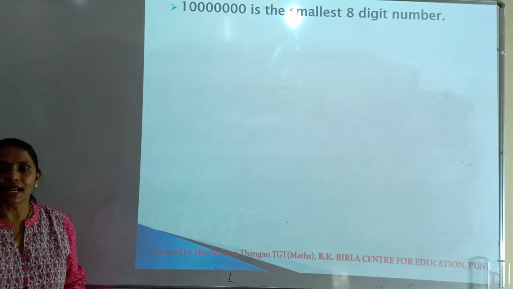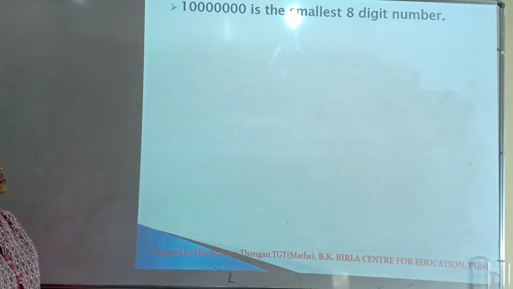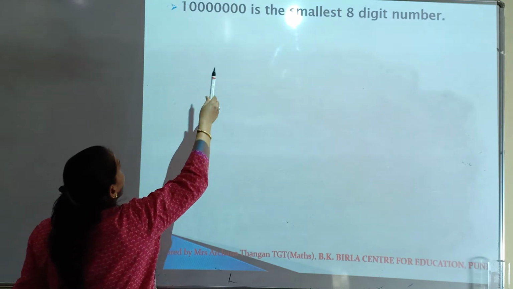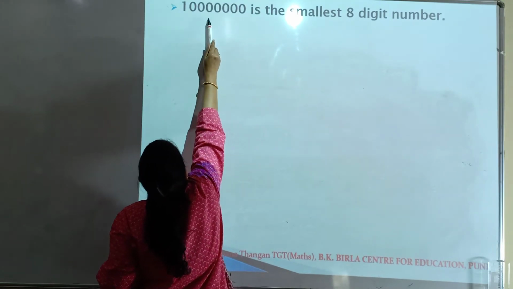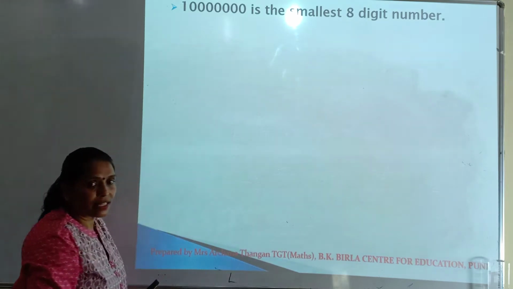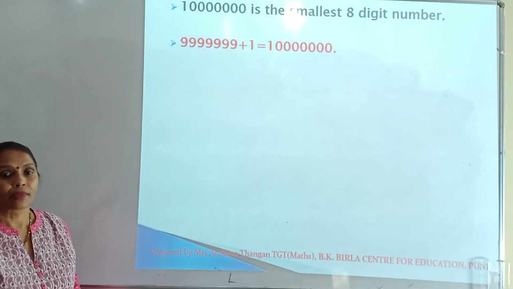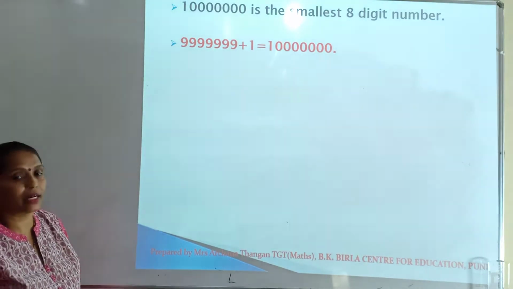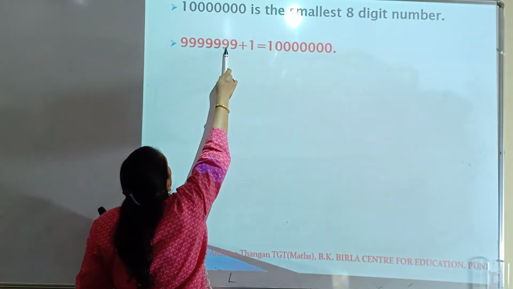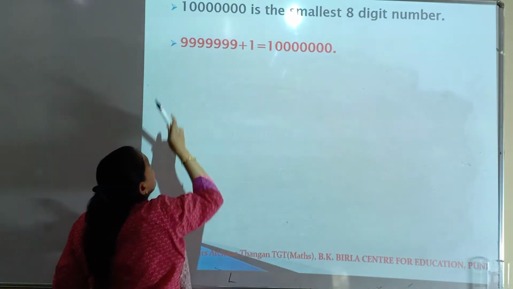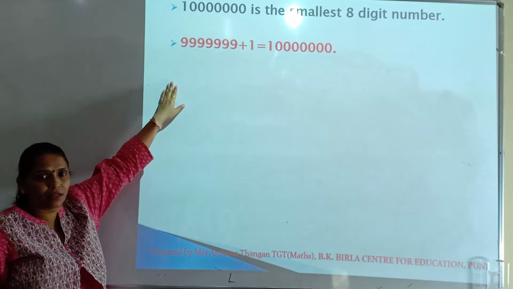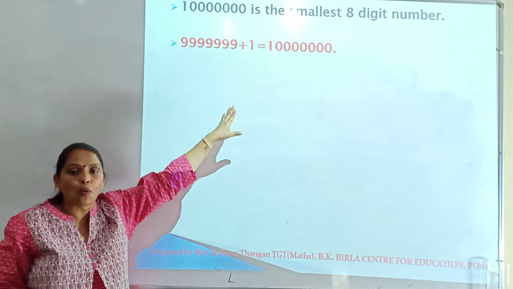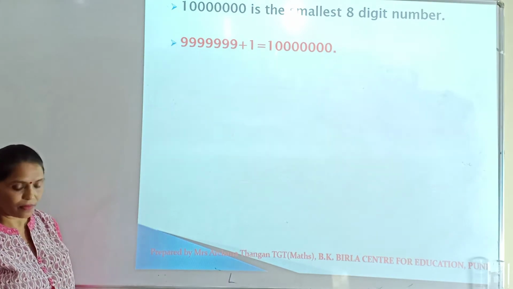After that, the smallest and greatest number. Here we have the smallest 8 digit number. Let's check, is it 8 digits? 1, 2, 3, 4, 5, 6, 7, 8. This is the smallest 8 digit number. When we add 1 to the greatest 7 digit number, let's try. It is a 7 digit number, 1, 2, 3, 4, 5, 6, 7. This is the greatest 7 digit number. When we add 1 to the greatest 7 digit number, you will get the smallest 8 digit number.